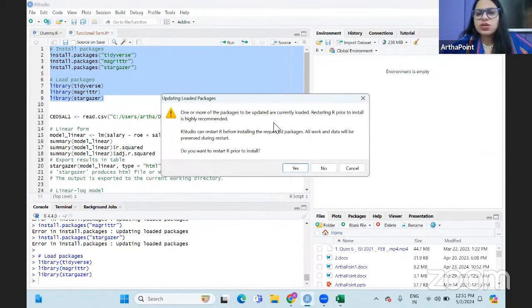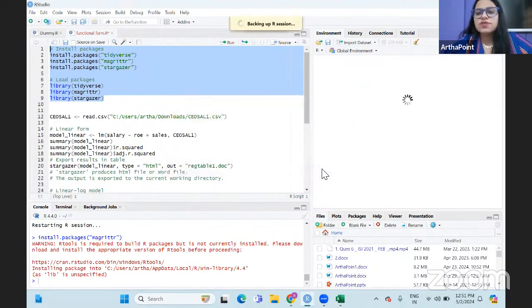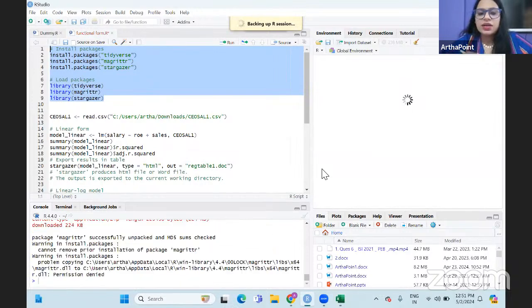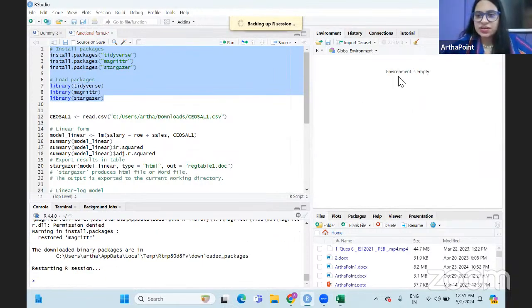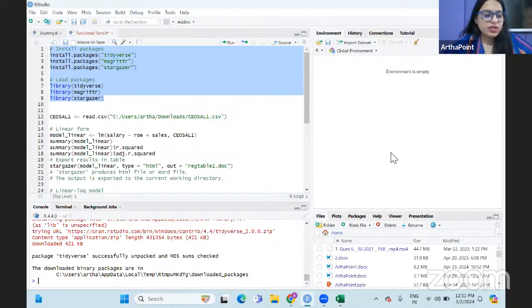It is saying you want the package to be updated. Yes, please go ahead and do that. Do you want to restart R prior to install? Yes, please restart it. So it will just go ahead and restart R. The entire environment will be restarted. There is a new global environment. You see this buffering going on. It just means that you're working with a new global environment. Everything has been cleaned and you're working with a new environment.